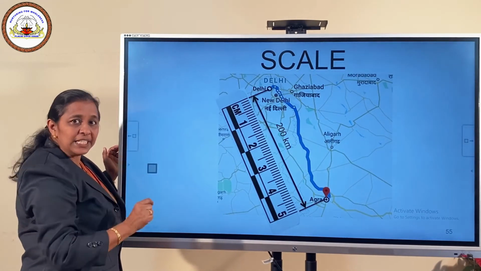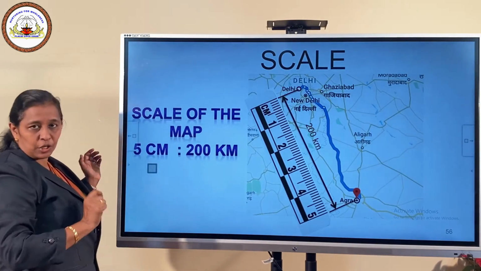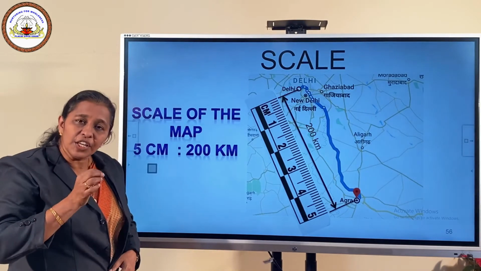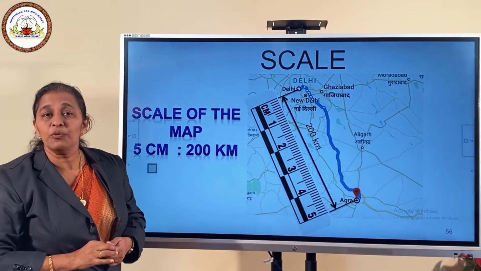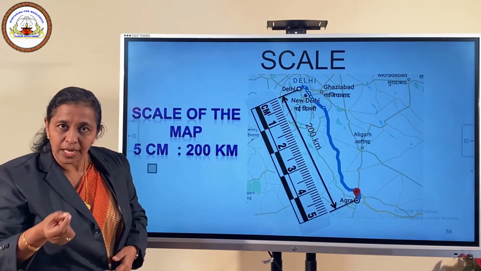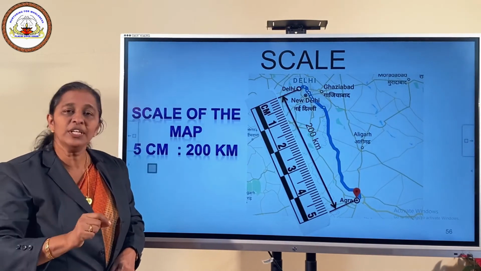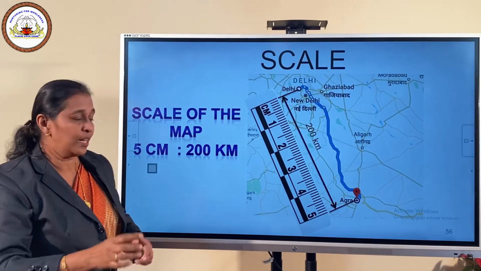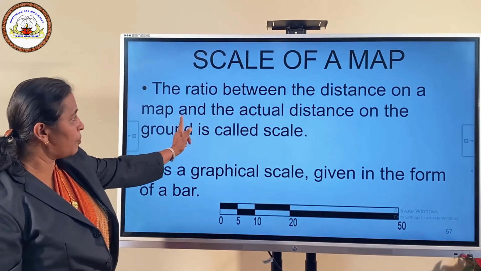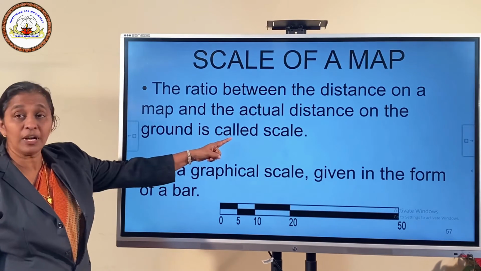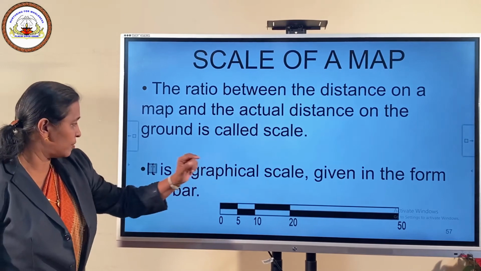So, we would write the scale as 5 cm is to 200 kilometers. That is, the ratio between the distance on the map and the actual distance on the ground is called scale. It is also given as a graphical scale in the form of a bar.